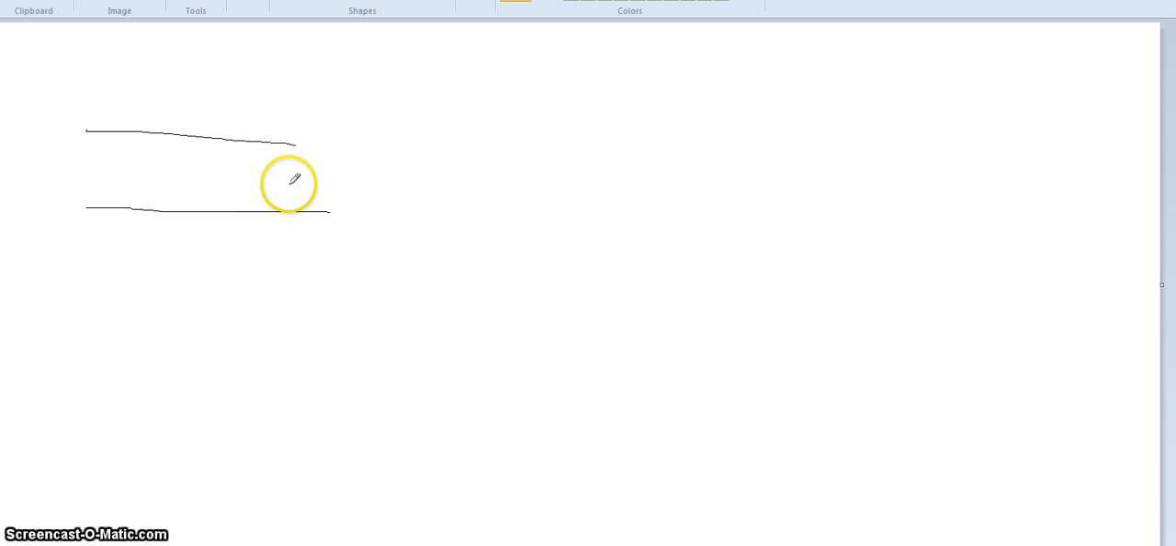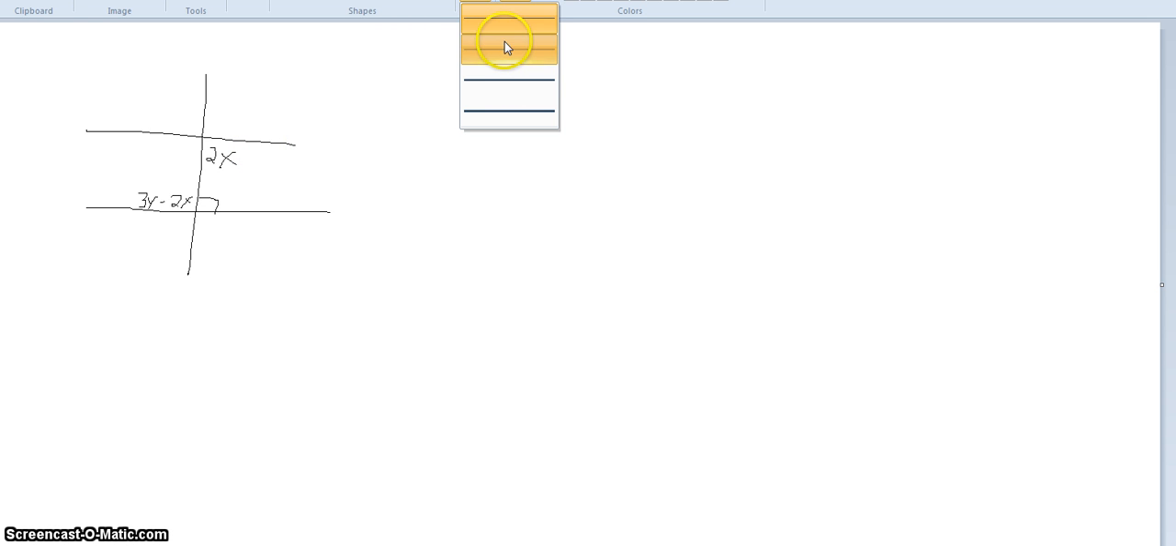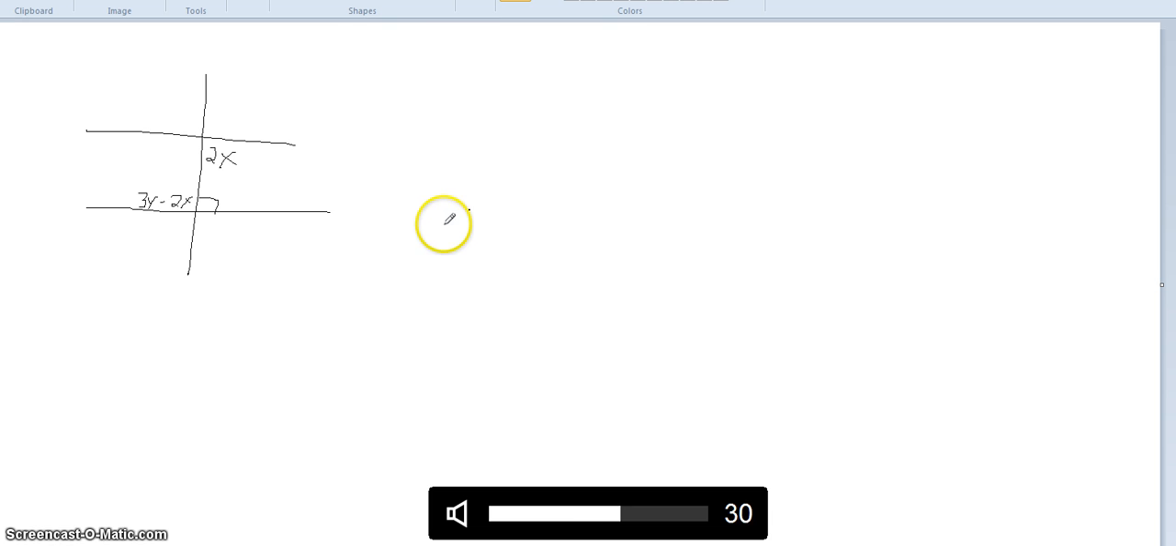Here's another one. So if you have two parallel lines and it is cut by a transversal here, this specific problem says you have 3y minus 2x here for this angle. It says this one is 90 degrees and it says this one's 2x. So you have to decide what it's telling you and what you're looking for. So you have to find what the number is for x and y, and so you have to think about how they're related.